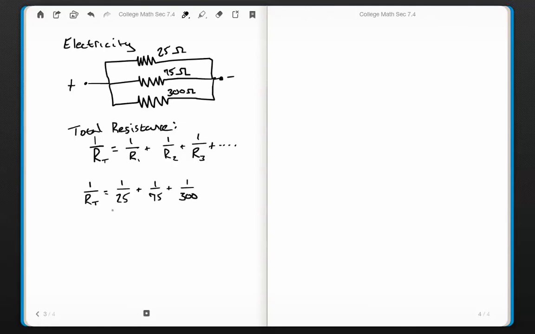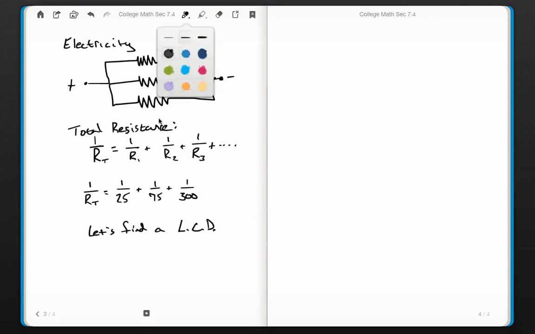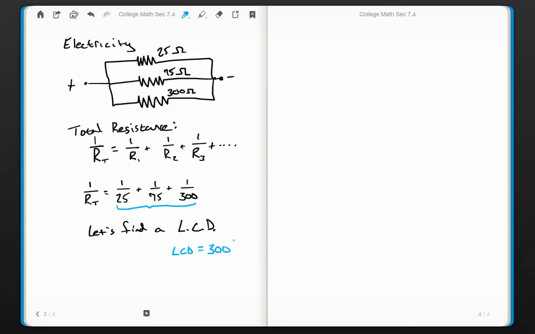So we'll do the same thing. We've got all these fractions. What a hassle to deal with. So let's find a lowest common denominator. Looking at this side over here, the lowest common denominator, let's do that in blue. So over here the LCD is what? Well, 25 goes into 75, so we could do 75. Oh, and 75 goes into 300. So actually, 300 would be a nice LCD here.